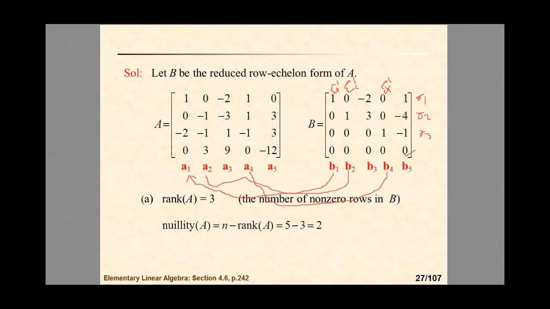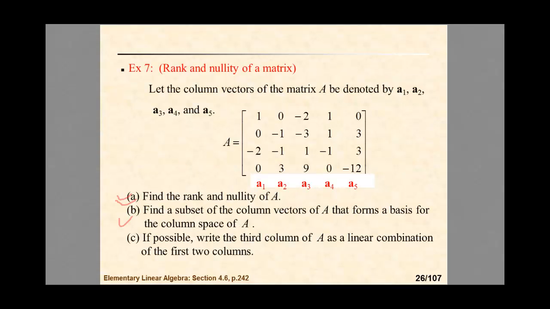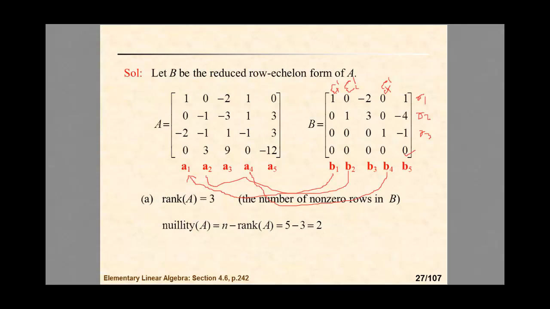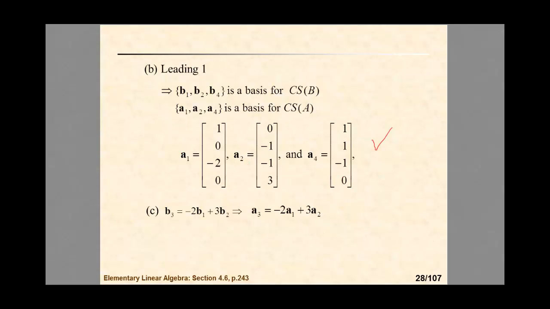Now see the last question. If possible, write the third column of A as a linear combination of the first two columns. So we can write like this: B3 is equal to minus 2B1 plus 3B2, that is A3 is equal to minus 2A1 plus 3A2. Yes, you are right. So like this we can write in this form. That's the end of today's lecture. There is nothing more. If you have any query, you can ask me.